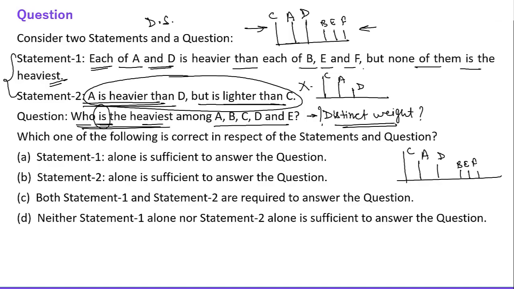Okay, everyone. So if we combine these two statements together, then we can say C is the heaviest. So the answer is both statements are required to answer the question. Option C, both statements are required. Answer C is the correct choice. Fine. Okay, now let's move to the other question.